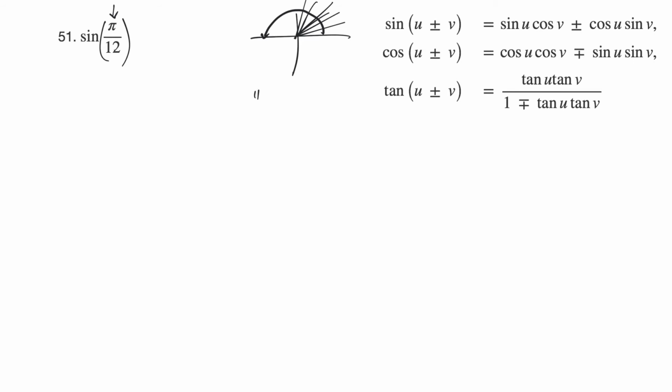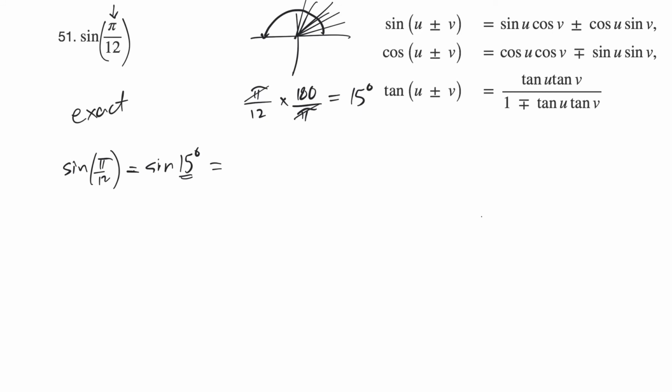So often it's not a bad idea to change that to degrees just to get a better handle on what it is. So you can times that by 180 over pi. That's our quick way to change to degrees. Pi's cancel. 12 goes into 180, I think 15 times. So sine of pi over 12 is the same thing as the sine of 15 degrees. Now here's where I can start saying, well, 15 degrees, and they want the exact value of this. So I can't just type on my calculator sine 15 gives me point something. Can't do that if they want the exact value.